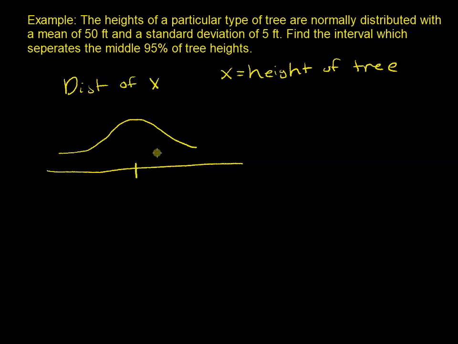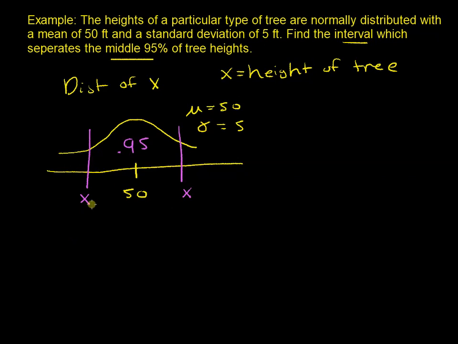The heights of the tree are normally distributed with a mean, so mu equals 50, and a standard deviation of 5. Here in the center is 50. Find the interval which separates the middle 95%. So here in the middle is 0.95, and I'm looking for both this x value and that x value.